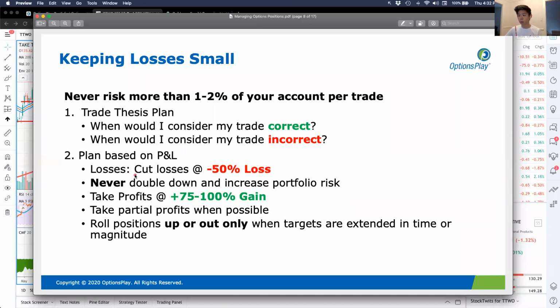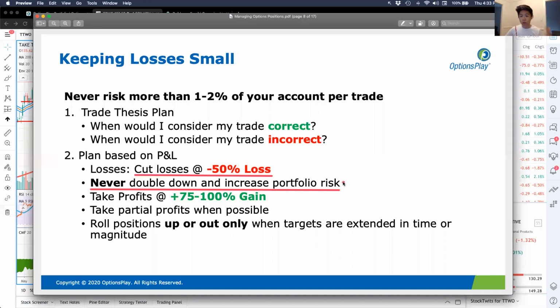And generally speaking, what you want to do is cut your losses at a certain threshold. Now, again, this depends a little bit on the strategy itself. Certain strategies will have different thresholds, but the general rule of thumb here is that when you lose 50% of the premium that you've paid for an option, it's time to get out of that trade. And you never want to double down and increase your portfolio risk because a trade is going against you and you're trying to get yourself back to break even.